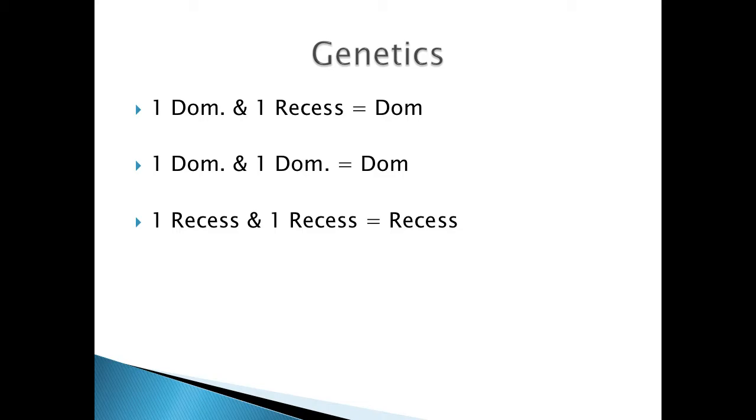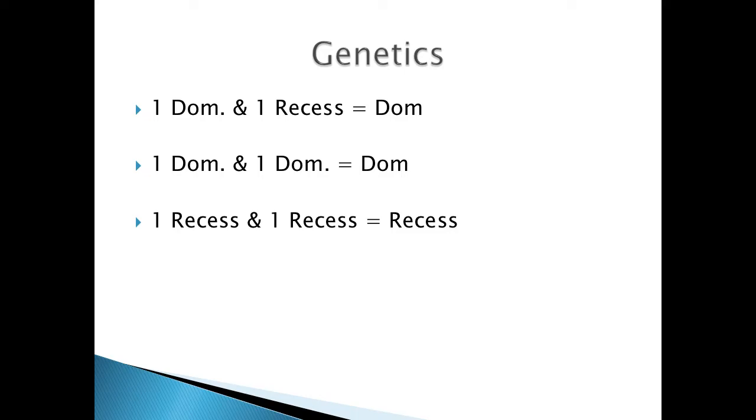Whenever we start working with Punnett squares, we'll be talking a lot about dominant, recessive, capital, lowercase letters, heterozygous, homozygous. Dominant alleles are always represented with a capital letter, and recessive alleles are always represented with a lowercase letter.